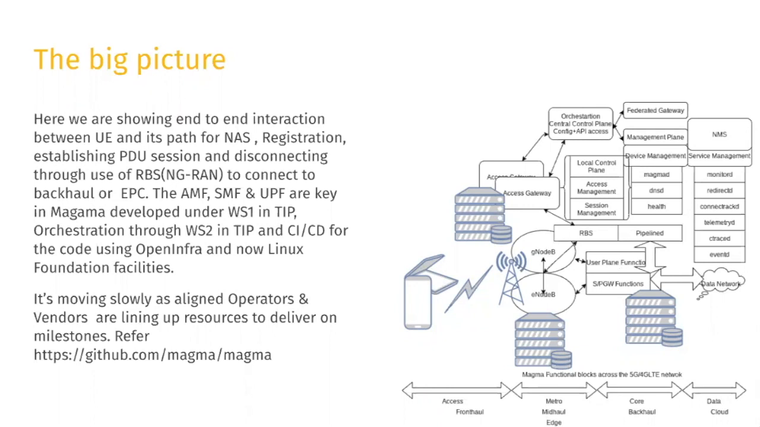You have 5G core, which is what I mentioned here. This is the back haul, and then go to the data cloud, which is in the center. It could be IMS, could be one of those enterprise data centers where applications are being served. So this is how Magma is. It looks as if it is software-defined networking plus the addition of management and control plane and the user plane all in one Magma, and it's an orchestration central control plane which is configurable with API access. So this is a big picture.